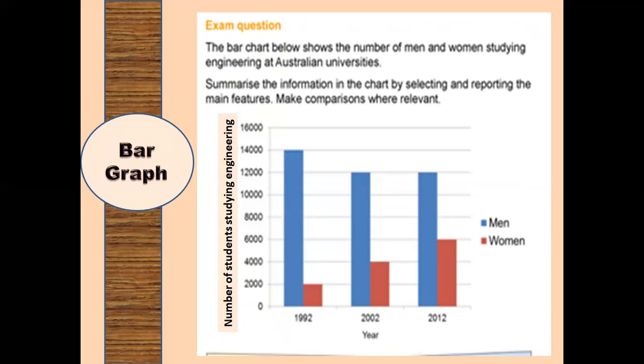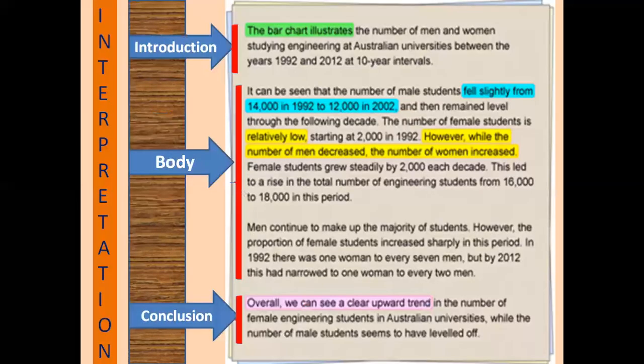Now we have to give this information in our analytical paragraph writing. So this is the way that we have to write our paragraph. The first paragraph is the introduction. The bar chart illustrates, which means explains or depicts, the number of men and women studying engineering at Australian universities between the years 1992 and 2012 at 10 years interval.